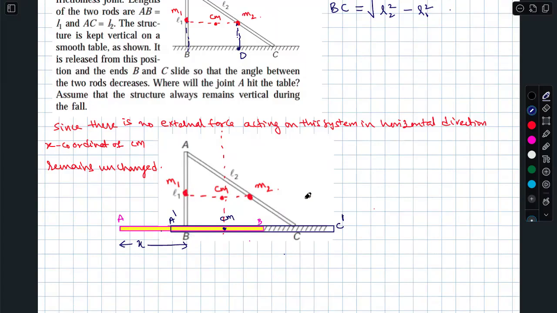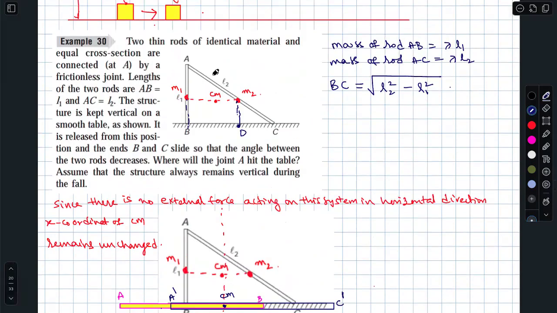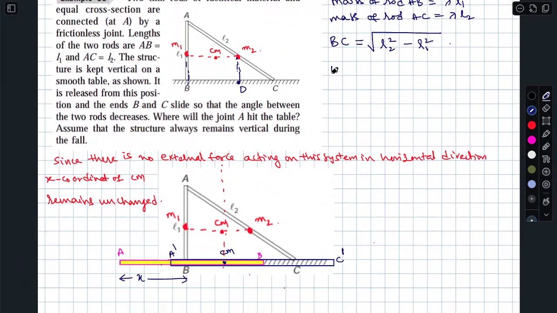I just want the BD distance. How do I know BD? Very simple, the rods are halves. It is the same as L1 by 2, L2 by 2. It is the midpoint, so BD becomes half of BC. Okay, right.